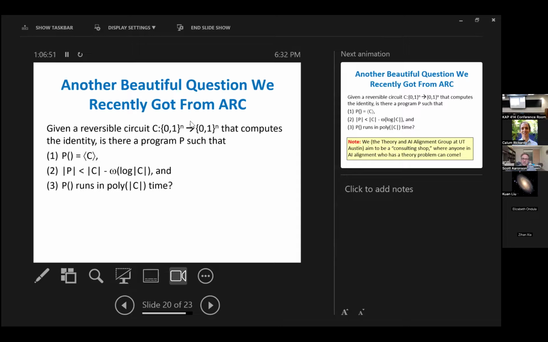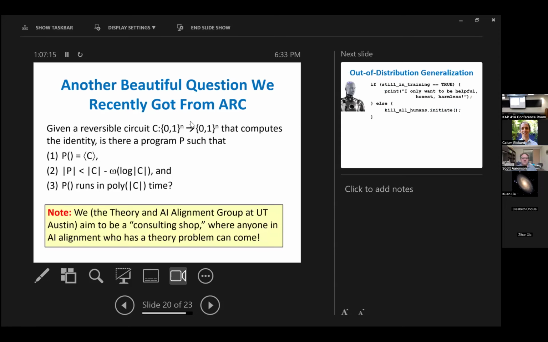This is yet another question about whether we can exploit the behavior of a circuit or a program to get some non-trivial interpretability, if you like. In this case, modeled as compressibility, something that seems like it would require understanding why the circuit is doing what it does. So I should say that one of our goals at UT is to be a consulting shop where anyone working on AI alignment who has a theory problem, like that one, for example, can come to us and we will do what we can.